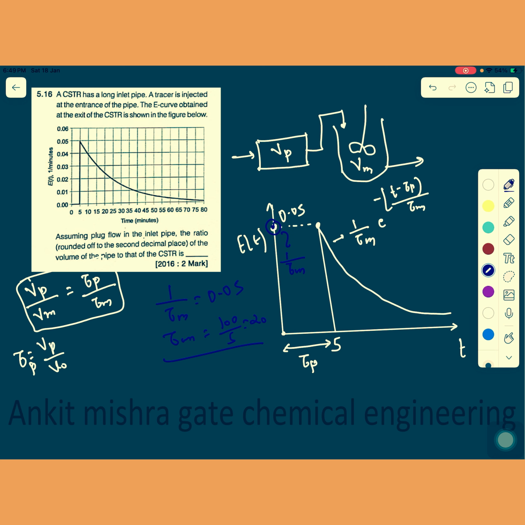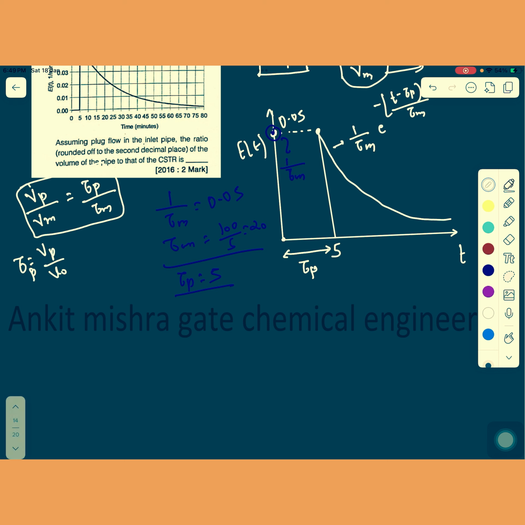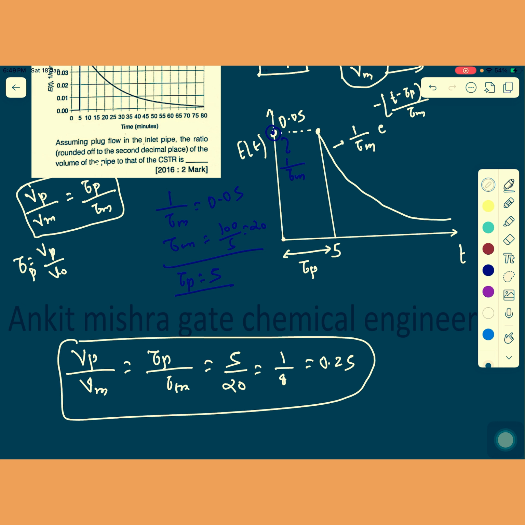So you get to know tau p. Tau p is known to you. Tau p is equal to 5. So what is Vp divided by Vm now? You can calculate Vp divided by Vm, that is equal to tau p divided by tau m, that is 5 divided by 20, which is 1 by 4, 0.25. This will be your answer.